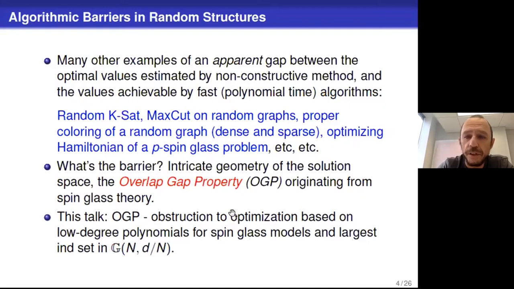And we will use this barrier, the overlap gap property barrier, to rule out some class of algorithms called low degree algorithms, based on the so-called low degree polynomials. And I will also explain why those are a reasonable class to consider. Arguably, in some other contexts, these algorithms are claimed to be the strongest within the realm of polynomial time algorithms in the random optimization setting. So I'll get to that.